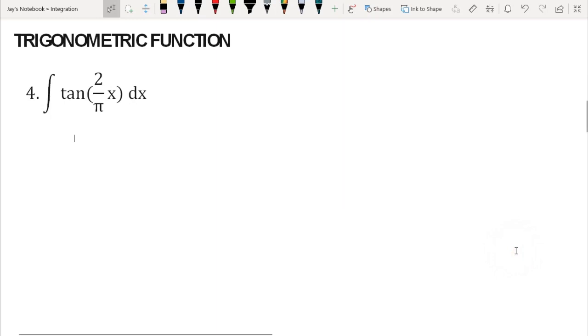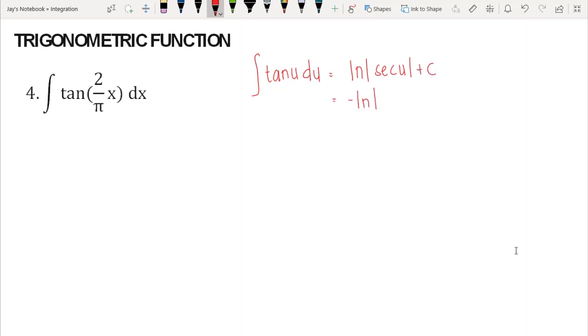And then we have the integration of tangent 2 over pi x dx. So we need to integrate, and then we have the integration rule, that is the integration of tangent u du is equal to the natural logarithm of secant u plus c, or we could have negative natural logarithm of cosine u plus c. So any of the two, okay, that will do. So we have to identify u, and our u here, that is now from our general form of our integration rule, our u is 2 over pi x. So therefore, our du here is equal to 2 over pi dx.